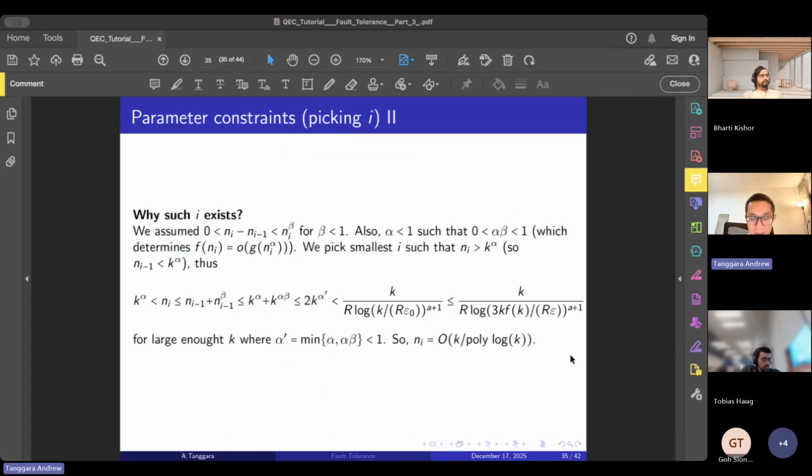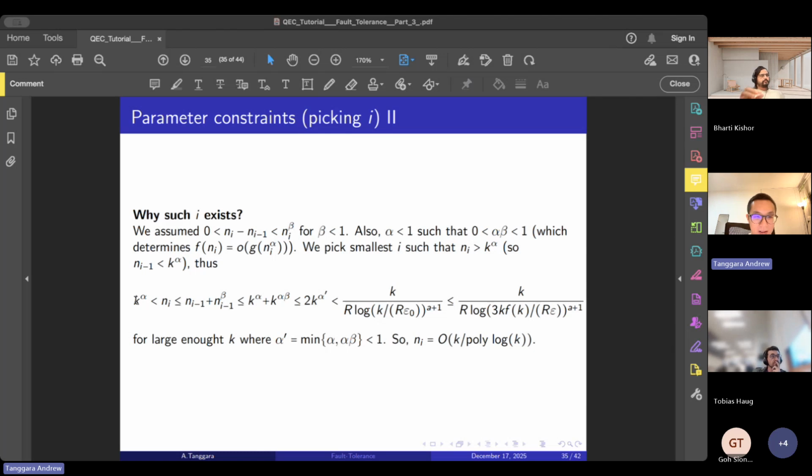The reason why this n_i exists is because it's embedded in the assumption that we have in the threshold theorem, which is this growth from n_{i-1} to the next n_i. So it's growing as that, and that's basically just going to work for our construction.